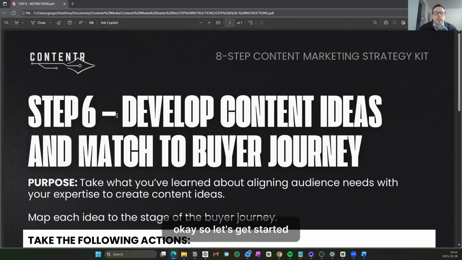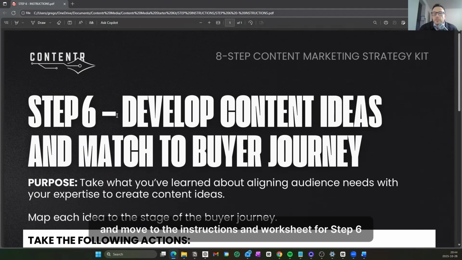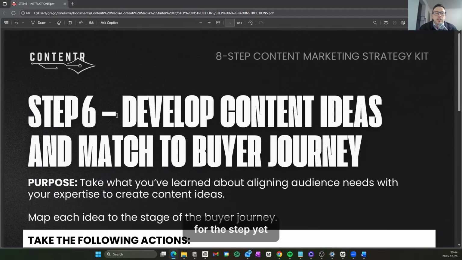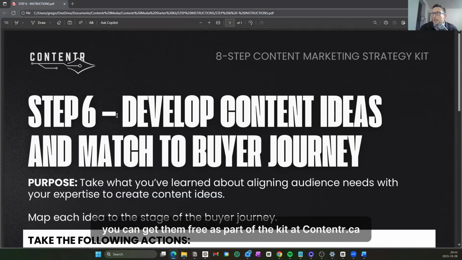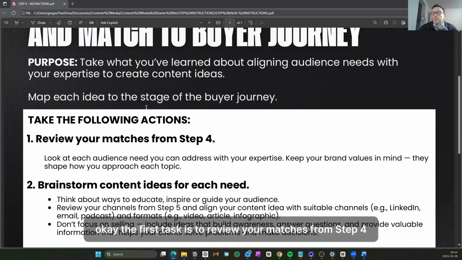Okay, so let's get started and move to the instructions and worksheet for step 6. If you haven't downloaded the instructions and worksheet for this step yet, you can get them free as part of the kit at contentr.ca. Okay, the first task is to review your matches from step 4.